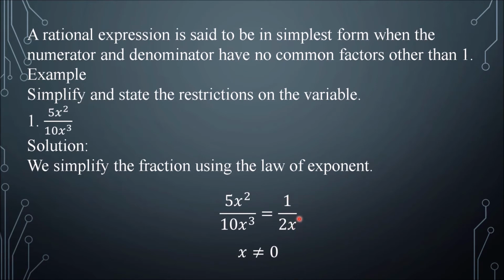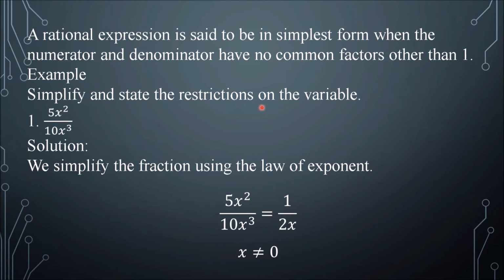So the result is 1 over x. So again, x raised to negative 1 is equal to 1 over x. So multiplying 1 over 2 times 1 over x is 1 over 2x. So this is the simplified form of this.